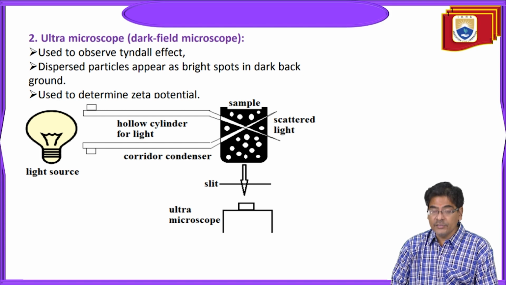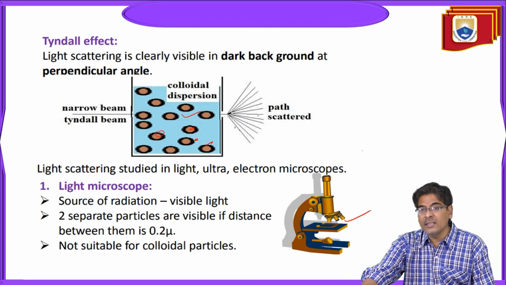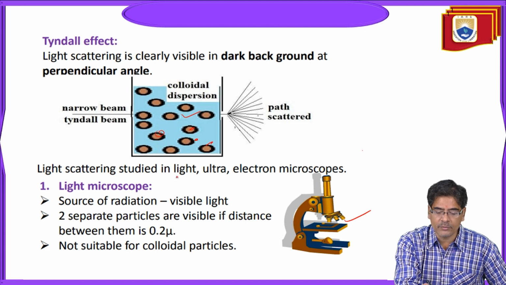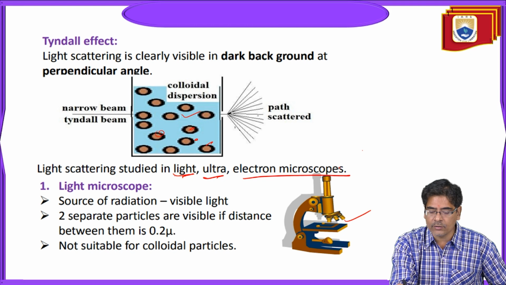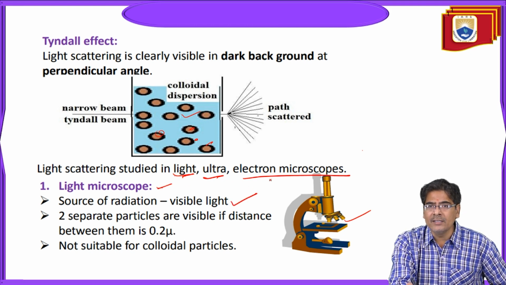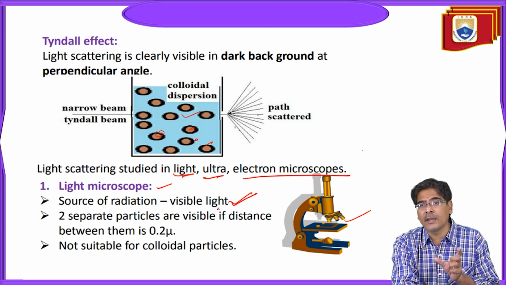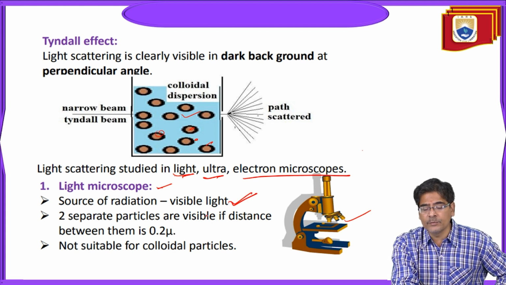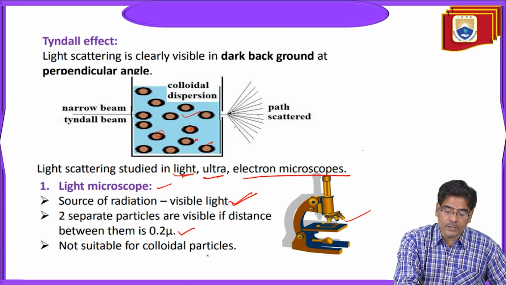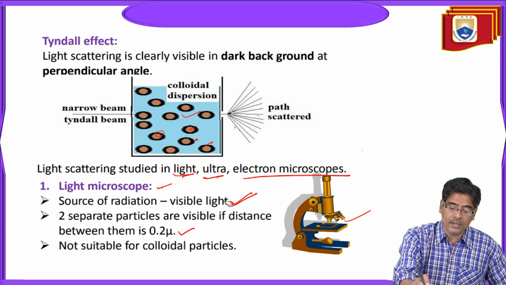Another is, as you have seen, light scattering is studied with different instruments: the light microscope, the ultra microscope, and the electron microscope. In the light microscope, the source of radiation should be visible light, and two particles are visible if the distance between them is 0.2 microns. This is not suitable for colloidal particles.